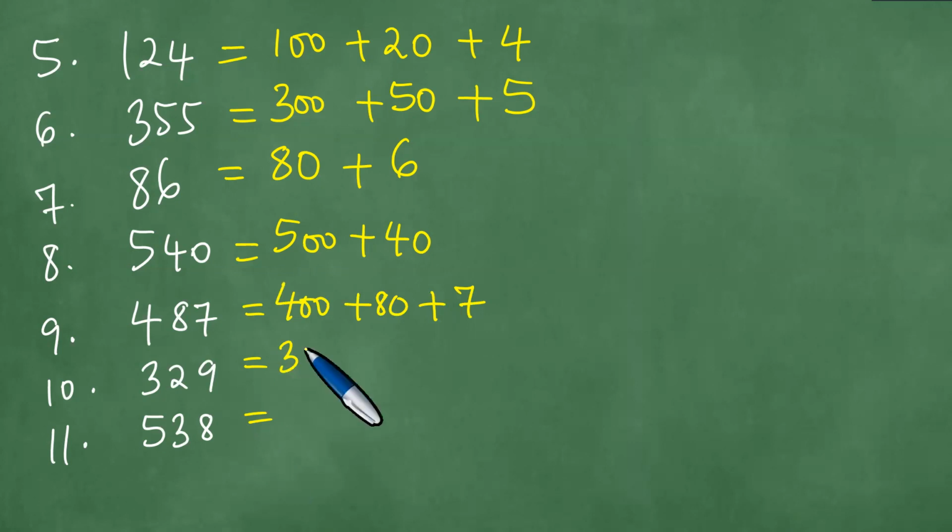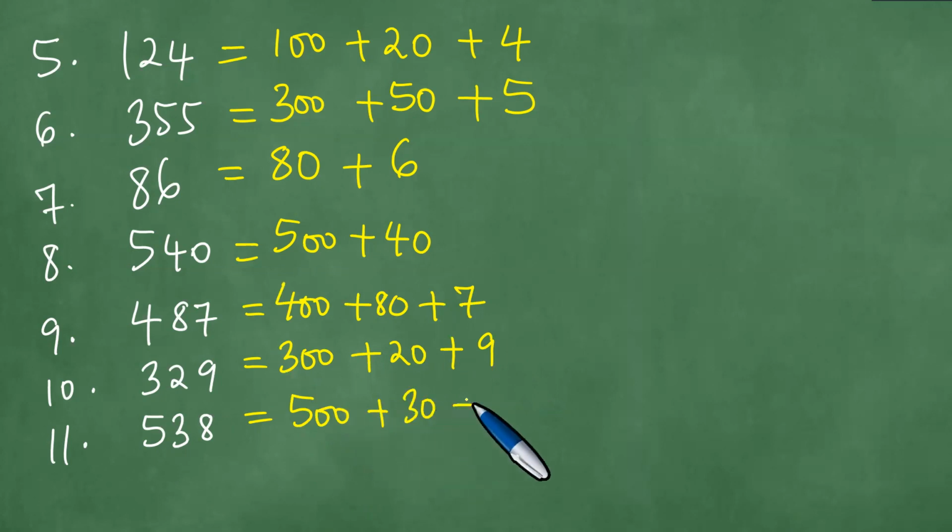329, you have 300. Then you have 20. Then you have 9. Okay, 538, you have 500. You have 30. And then you have 8. Do you see that, Mpile?